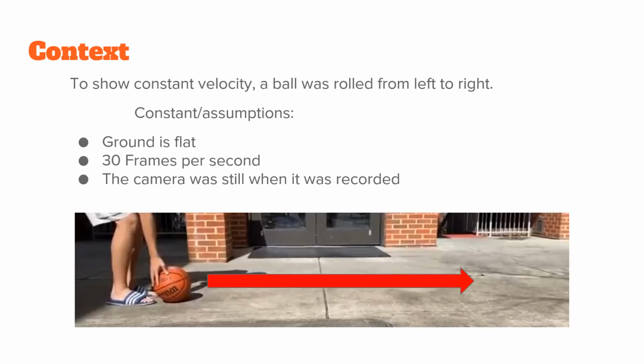So for this lab, I used a basketball to roll on a flat ground, as you can see, and then I pushed it from the left to right. These are the constant assumptions of this lab.